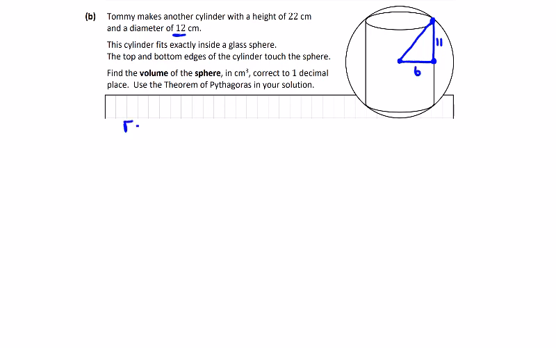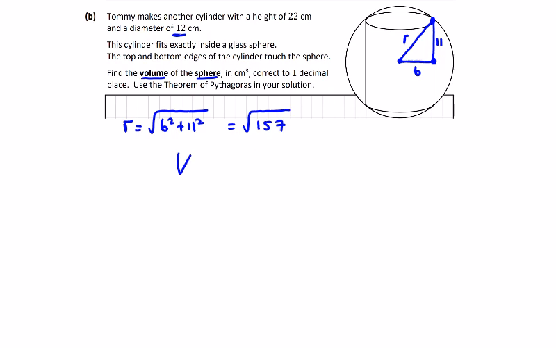That helps me get the radius of the sphere. R is equal to the square root of 6 squared plus 11 squared, which is 36 and 121, which is 157. We're asked to find the volume of the sphere here in bold.